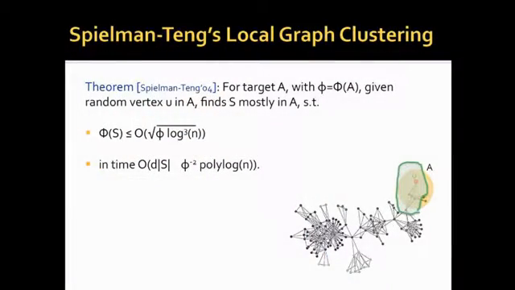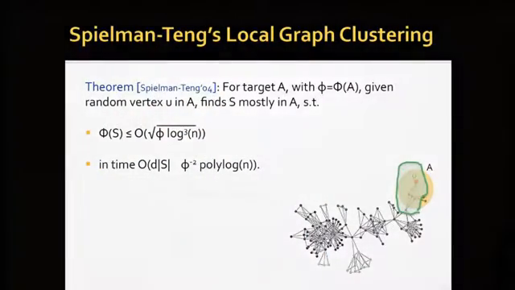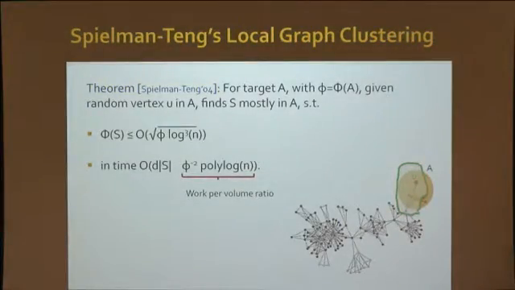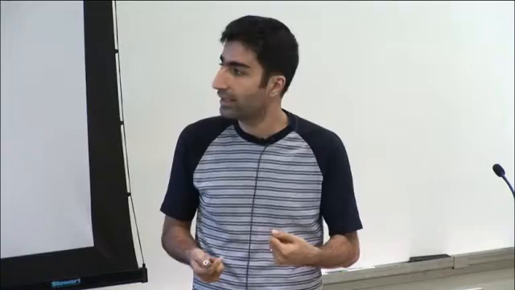We call this 1 over phi squared poly log n the work per volume ratio. This is basically the ratio of the running time of the algorithm and the size of the output. Ideally, if this ratio is constant, then by applying this algorithm we can have a nearly linear time partitioning of a graph. Phi is phi of A. Mostly in A means 1 minus epsilon for some constant epsilon.